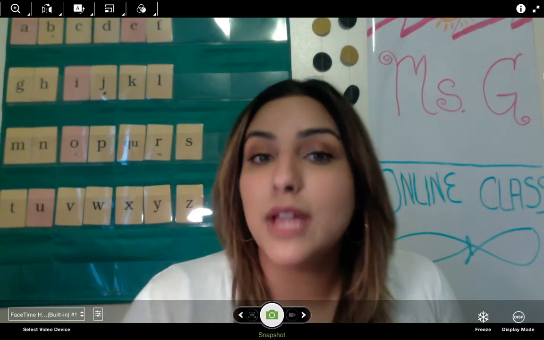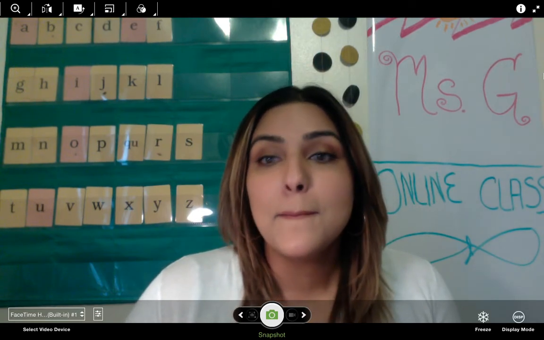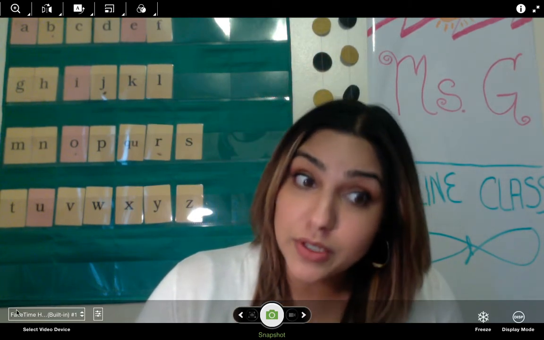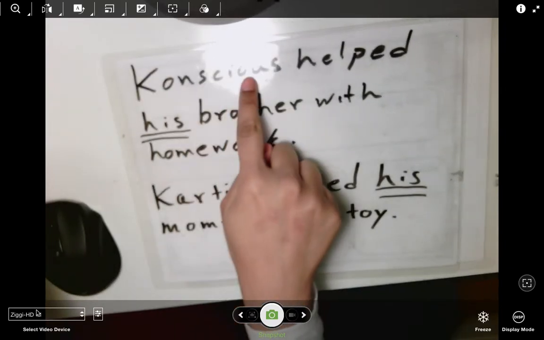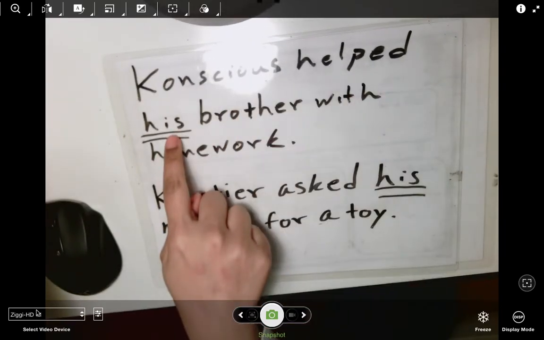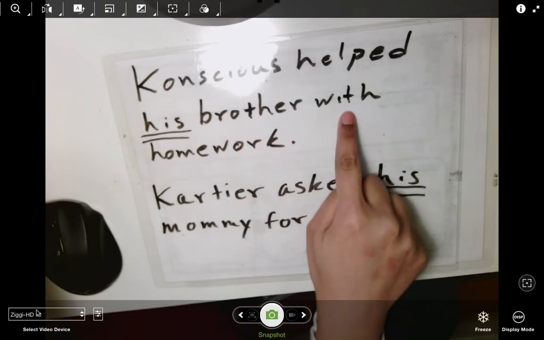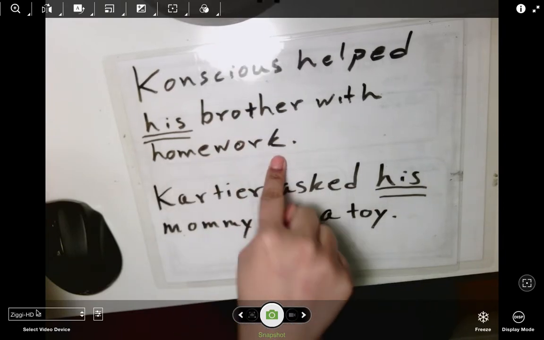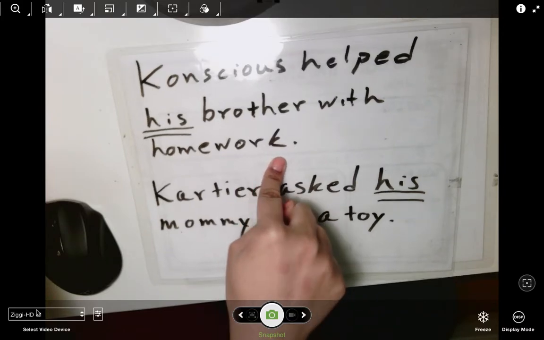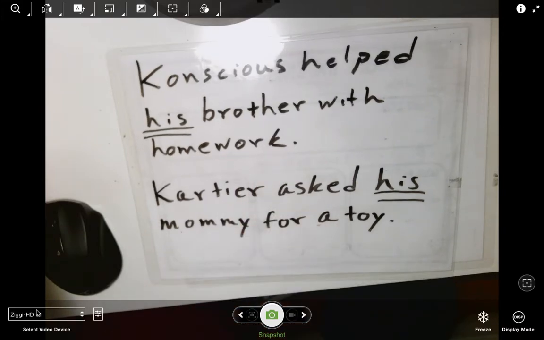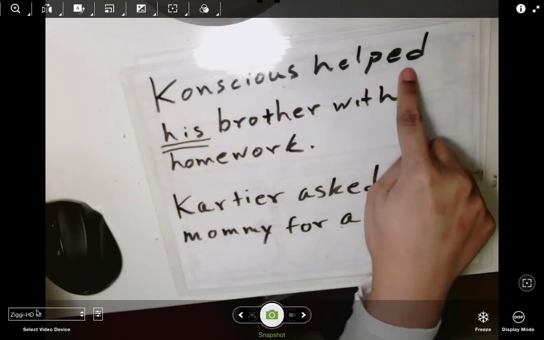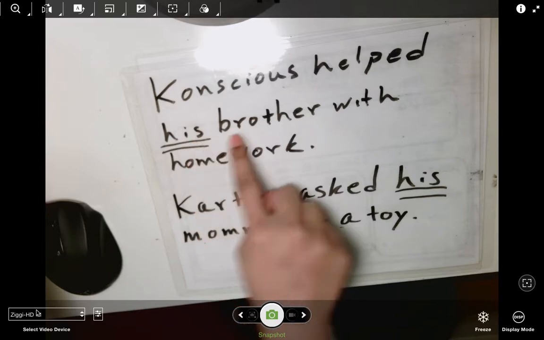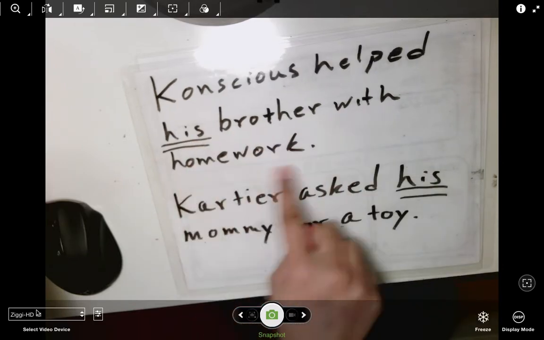Now remember, you don't have to write the sentence if you don't want to, but this will help you remember what the word his means and how to use it in a sentence. So here we go. Conscious helped his brother with homework. Now, Conscious, maybe you don't help your brother. I know he's a little bit older, but so what? You might be able to help him. You never know. So Conscious helped his brother with homework.